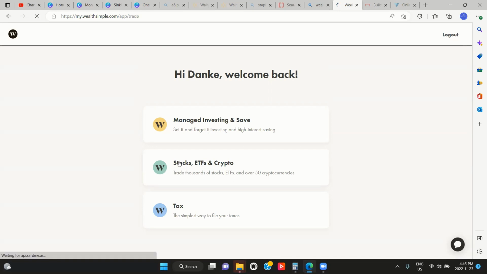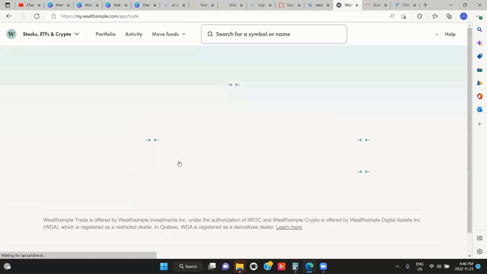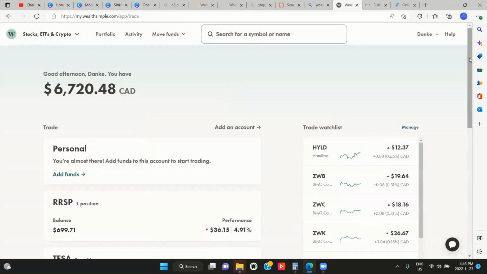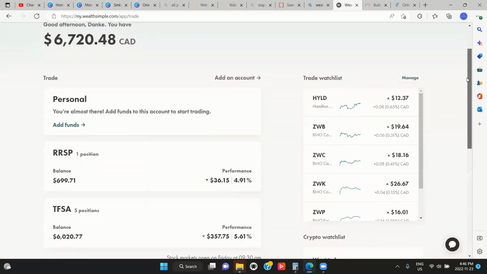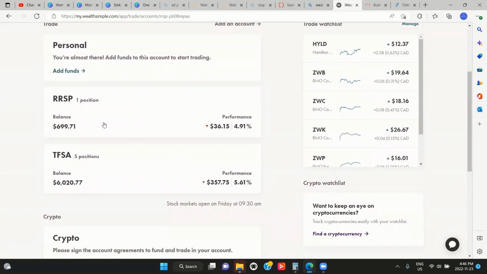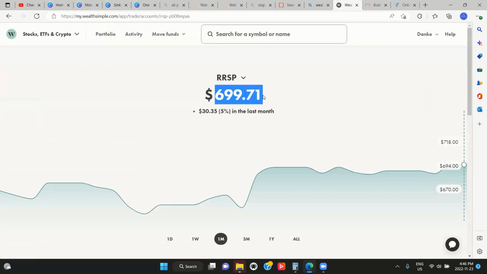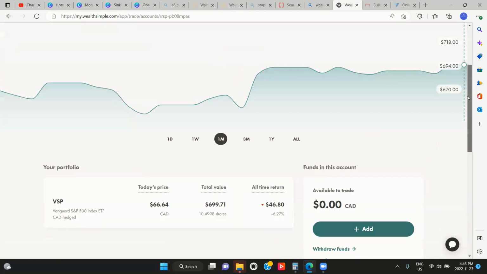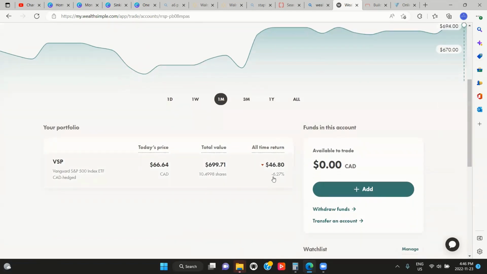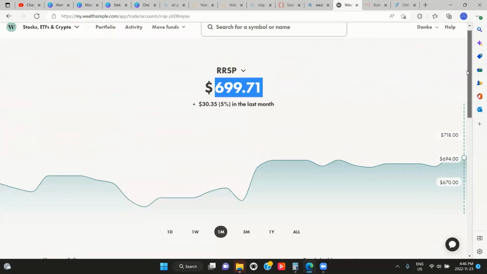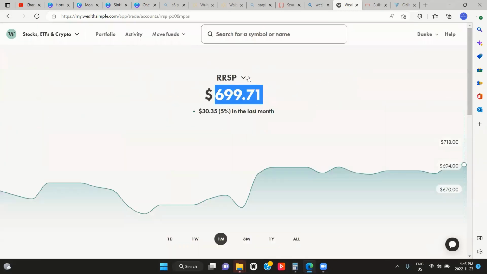So going over the stocks that he has in his portfolio here, what we have also done is on his side here, we put mostly ETFs, and on my side, we put mostly single stocks. So for the RRSP on this side, it has a total of $699.71, and that's down a total of 6.27%. And in here also we have VSP, which is also the S&P 500 in Canadian dollars. So nothing much to see here. Let's move over to TFSA.